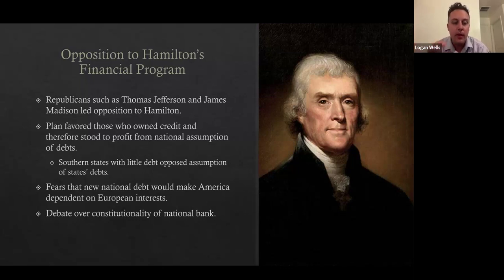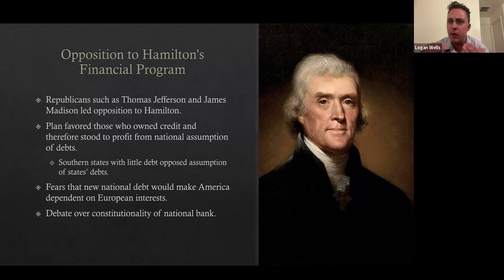So the plan favored those who owned credit and therefore stood to profit from national assumption of debts. The southern states, like where Madison and Jefferson were from, had very little debt, so they opposed assumption of states' debts. They felt that this assumption was going to favor northern states and the national government. The people who owned the credit were bankers in New York, Philadelphia, and Boston, as well as creditors in England. So there weren't going to be very many people in the South benefiting from this.